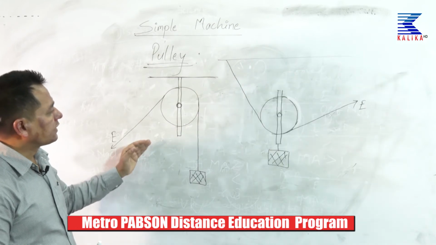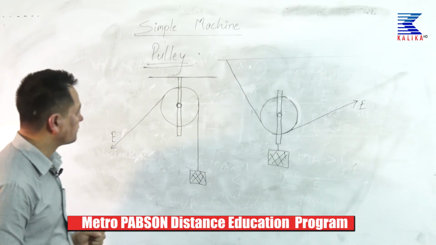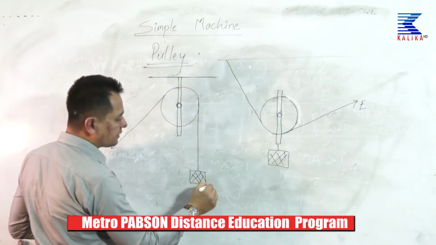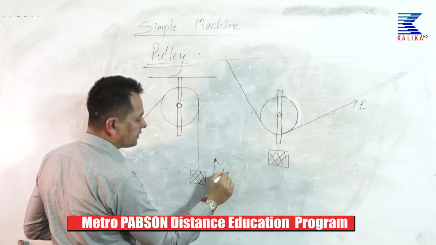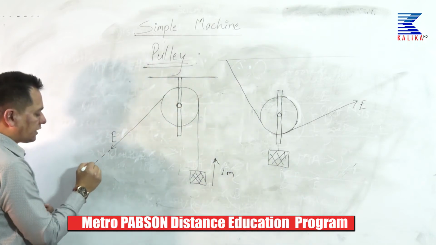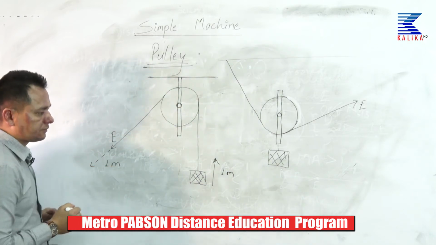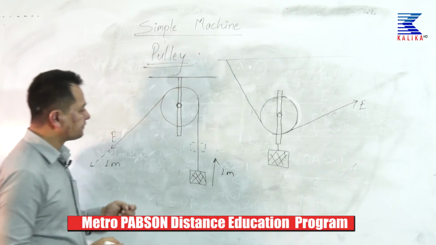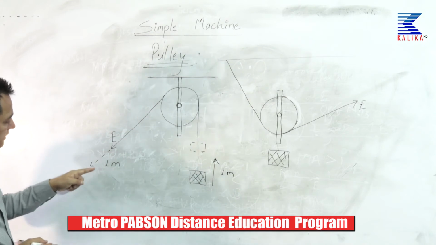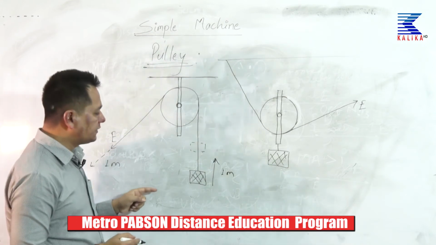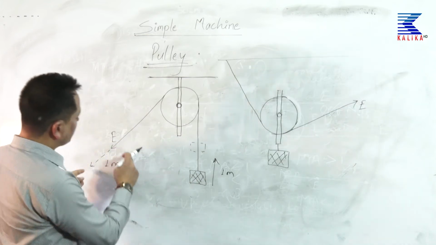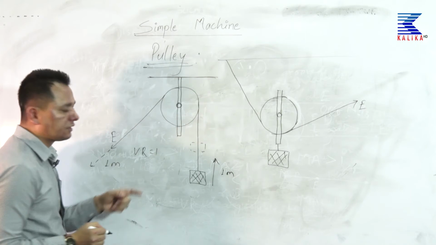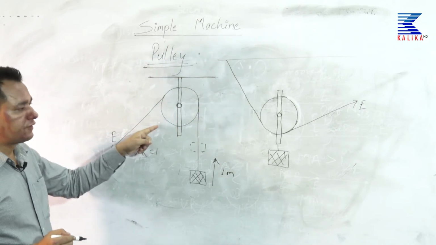So now, how to calculate velocity ratio in pulley? For example, in this pulley, if we need to lift it up by 1 meter, definitely it should be pulled down by 1 meter. If we need to lift it up by 1 meter, this end of the rope should be pulled down by 1 meter. It means effort distance and load distance are always equal. So VR equals 1 in this single fixed pulley.